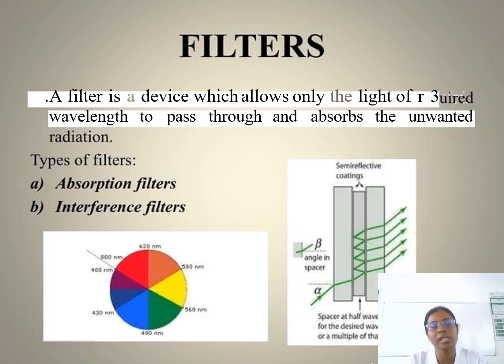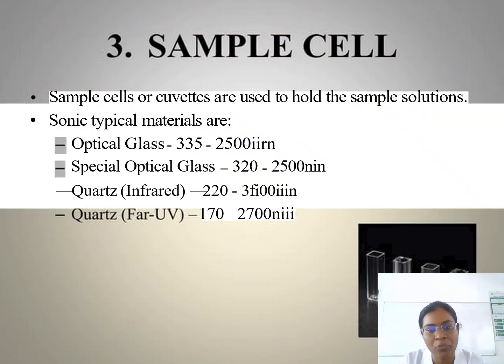Next, what are the filters used in UV spectroscopy? A filter is a device which allows only the desired wavelength of light to pass through and absorbs unwanted radiation. There are two types of filters: absorption filters and interference filters. Sample cells are used to hold the sample in UV spectroscopy. They are made up of glass, special optical glass, and quartz for infrared and UV.